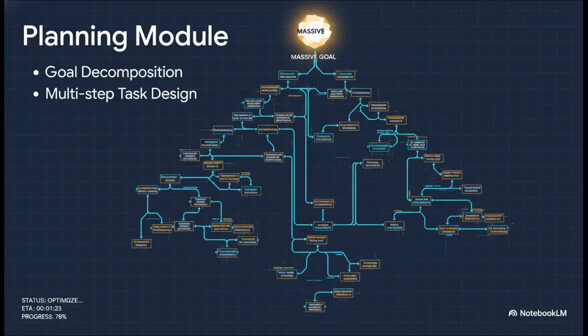Right, so within the planning phase, the system does some serious heavy lifting. It breaks down these massive, complex goals into manageable, multi-step task designs. I mean, you don't just tell an agent, hey, go fix the supply chain delay. That's way too vague. Instead, you give it a clear goal, and the planning module uses goal decomposition to figure out the series of, say, 50 different micro-steps required to actually achieve it. It literally designs its own itinerary for success.